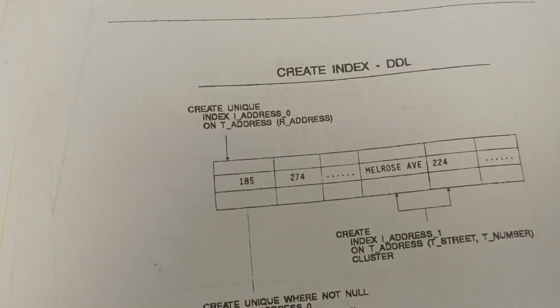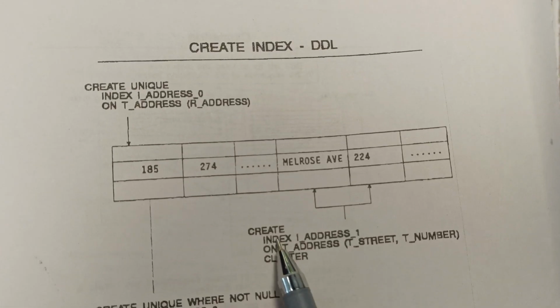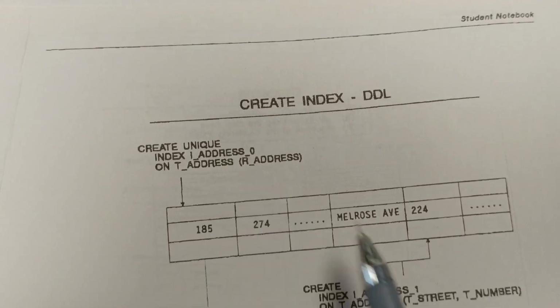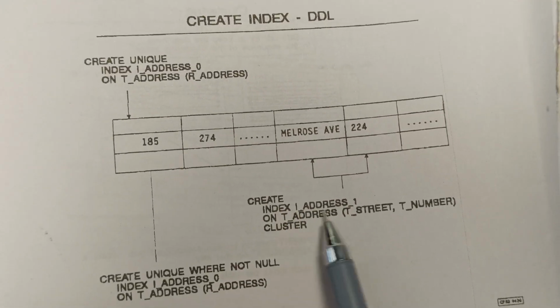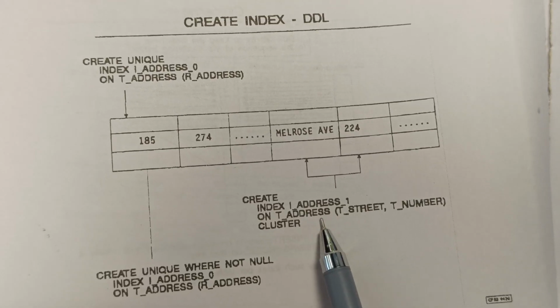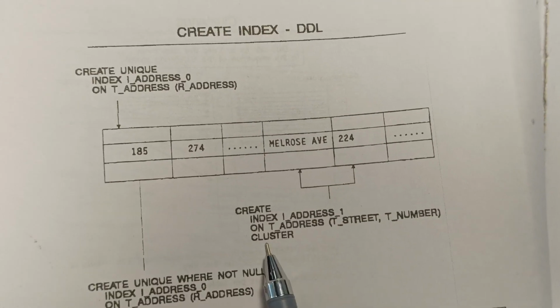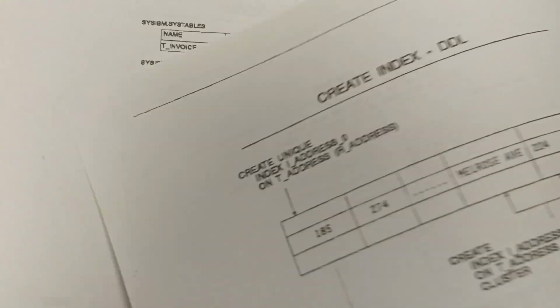Now I am creating a non-unique index here. You don't have to mention that it is a non-unique key. You can simply mention the index name, the table name, the two columns, and the cluster I have mentioned here.